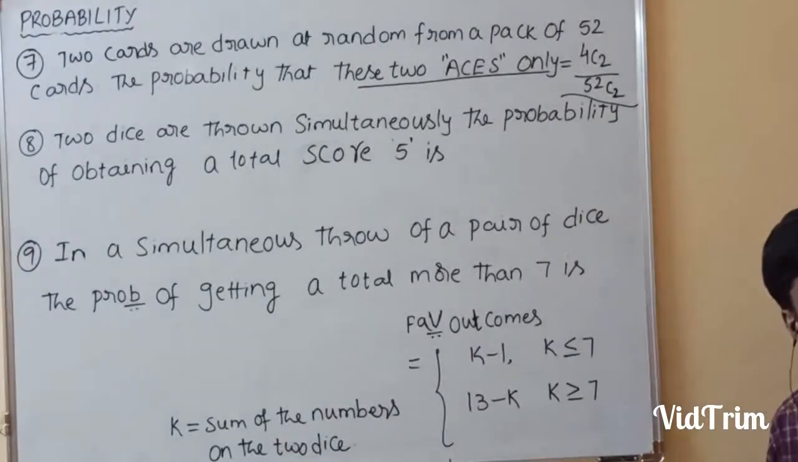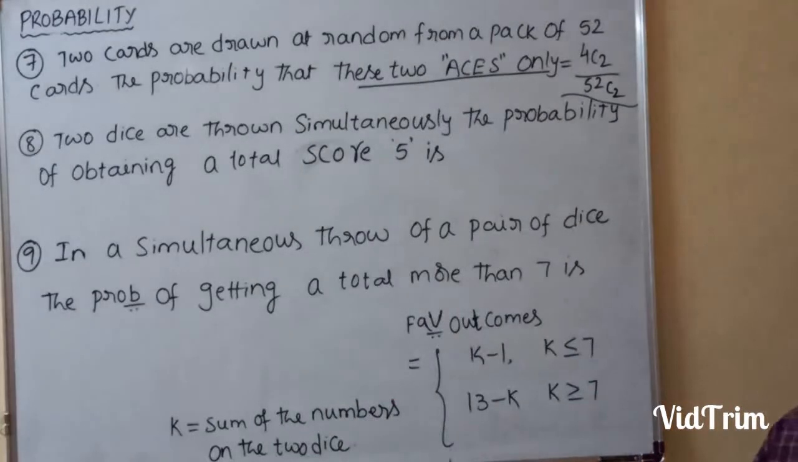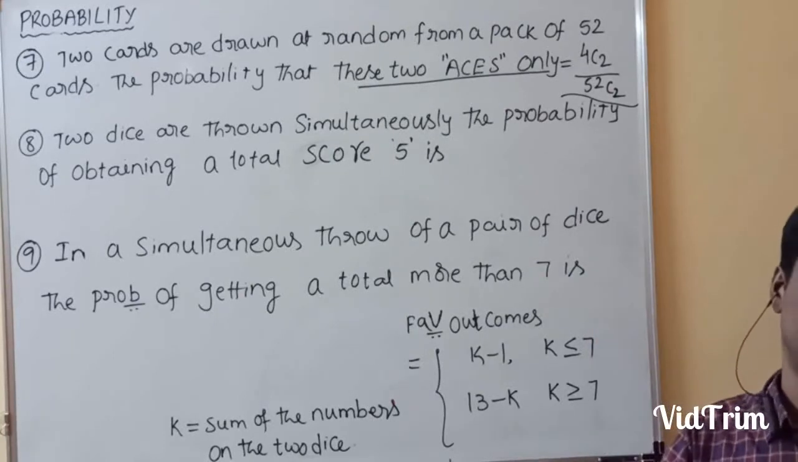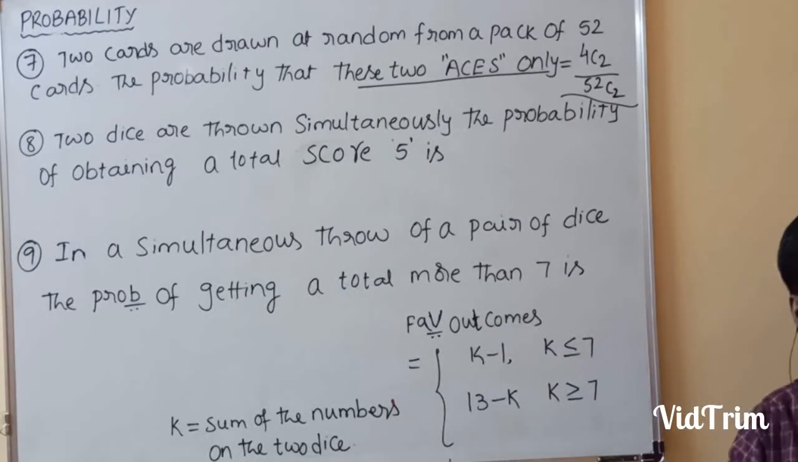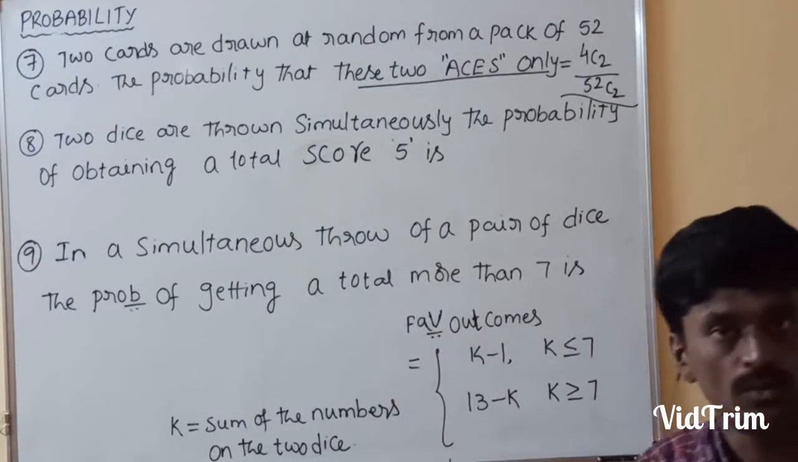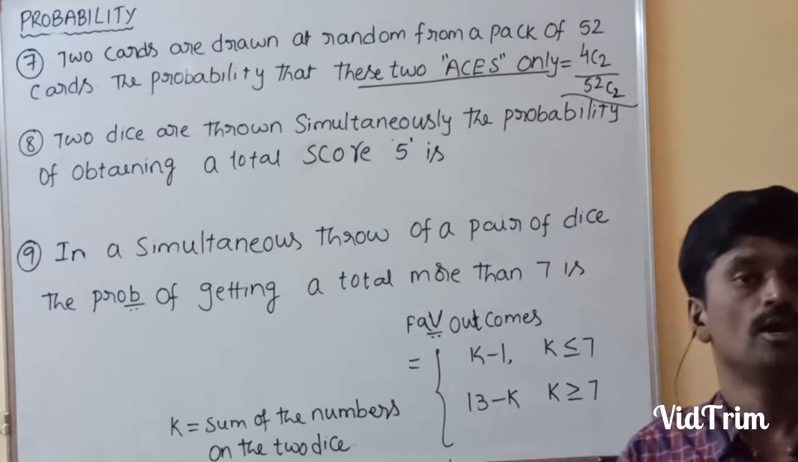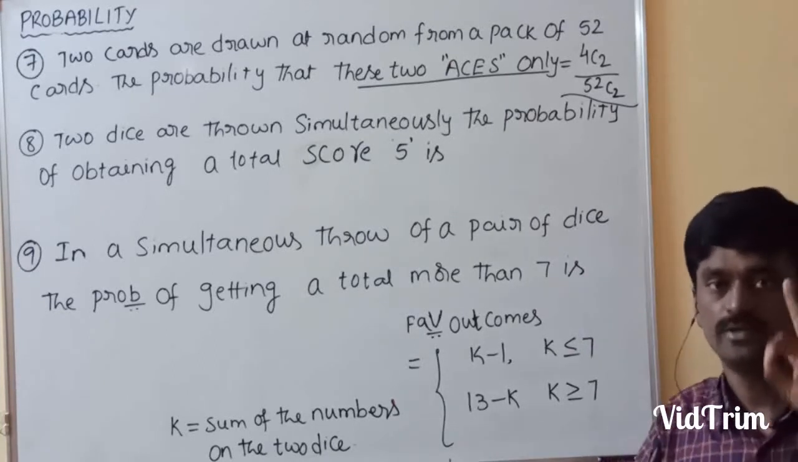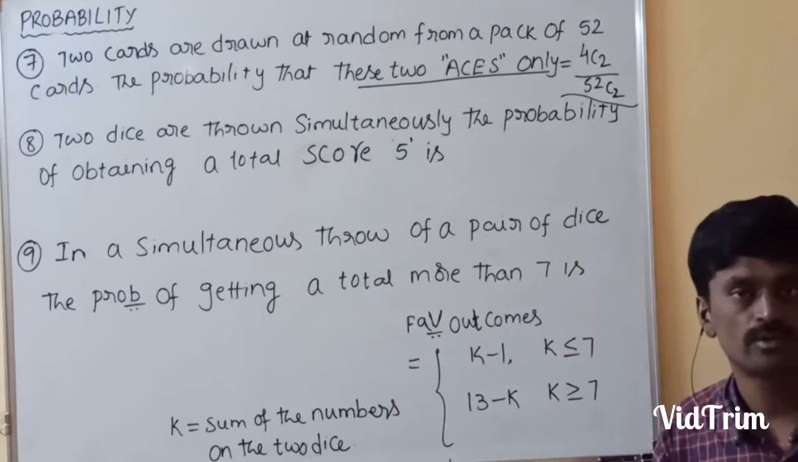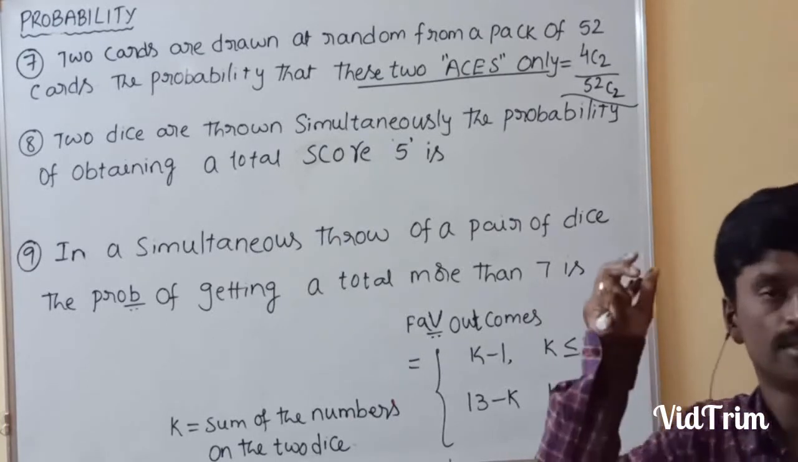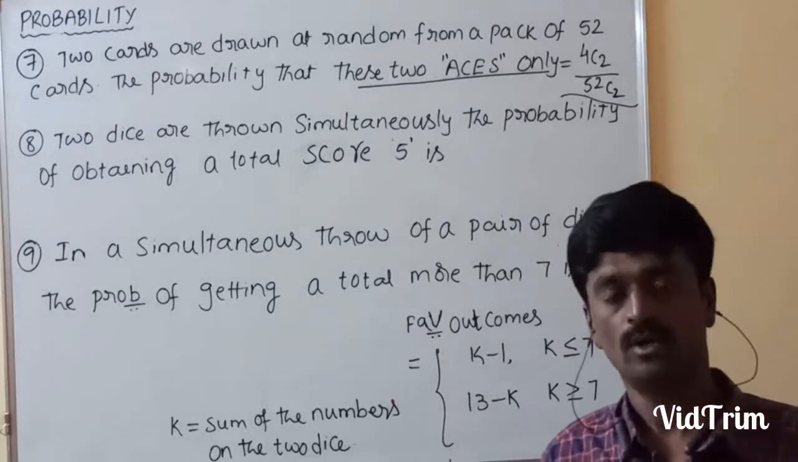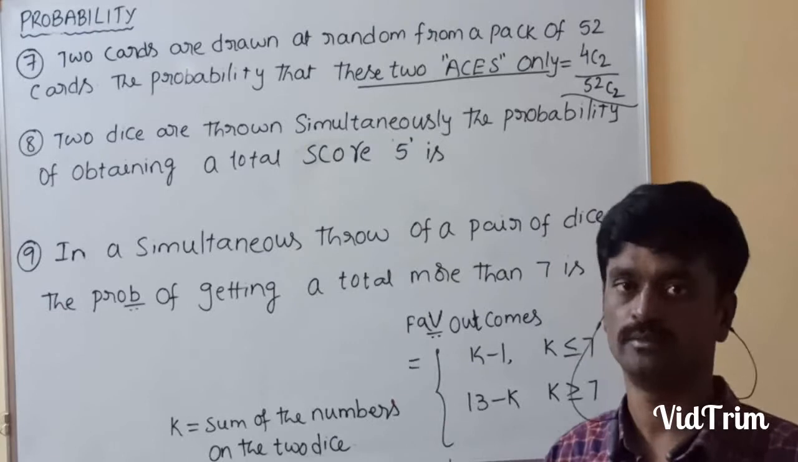Then how many favorable outcomes are there to get the sum 2? Only one favorable outcome, that is 1 comma 1. That means the first die shows 1, the second die also shows 1. And how many favorable outcomes are there to get total score 3? 2 favorable outcomes. What are those? First die shows 1, second die shows 2. That is the 1. Next, the other way, 2 comma 1. 1 comma 2 and 2 comma 1.